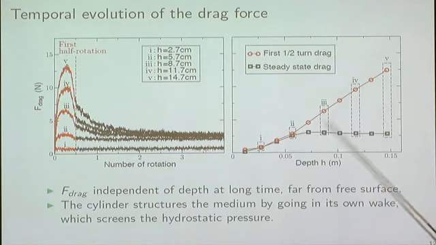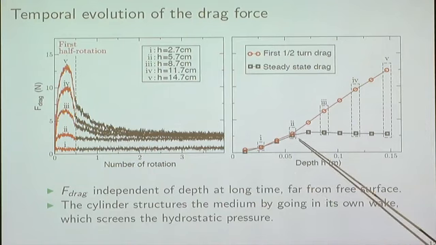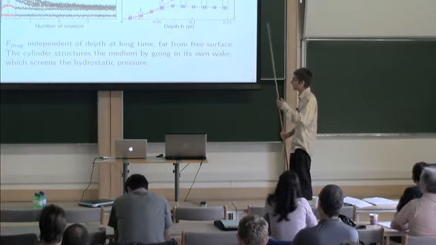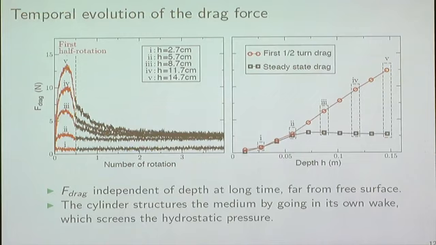Perhaps it's more clear here. The red curve is the first half rotation drag, which is linear, as we have seen before. And the steady state drag, close to the free surface, increases with depth, and then saturates at a constant value. So this means that the cylinder no longer feels the weight of the grains above it. It's like there is a structure that is created by the repeated rotation of the cylinder, the fact that it goes through its own wake several times. And this structure screens the hydrostatic pressure of the grains above.